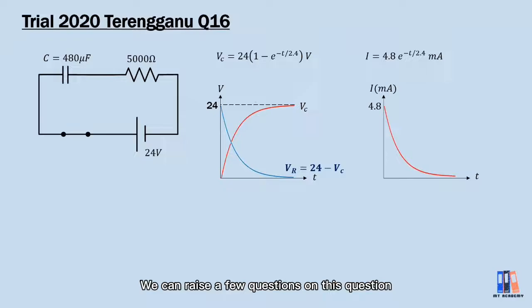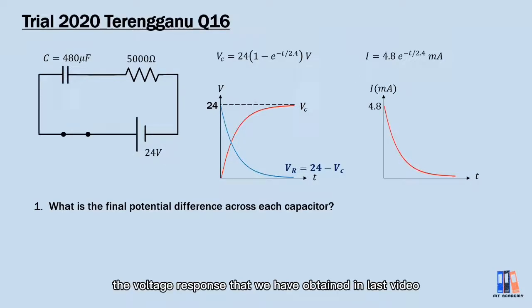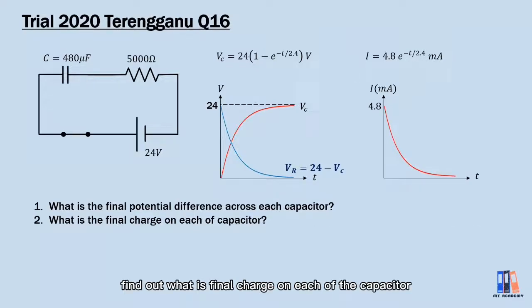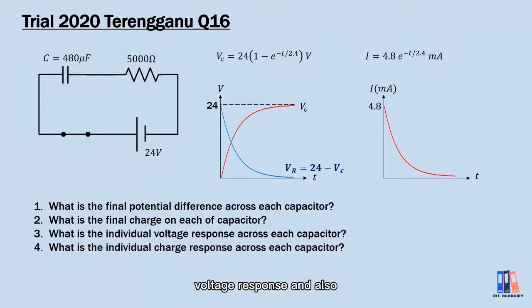We can raise a few questions on this. I would like to expand the questions into more details that we can find in this case. First of all, the voltage response that we obtained in the last video is the voltage response across the 3 capacitors. So we would like to find the final potential difference across each capacitor, and then the final charge on each capacitor. And lastly, we would like to express the voltage response and also the charge on each of the capacitors.